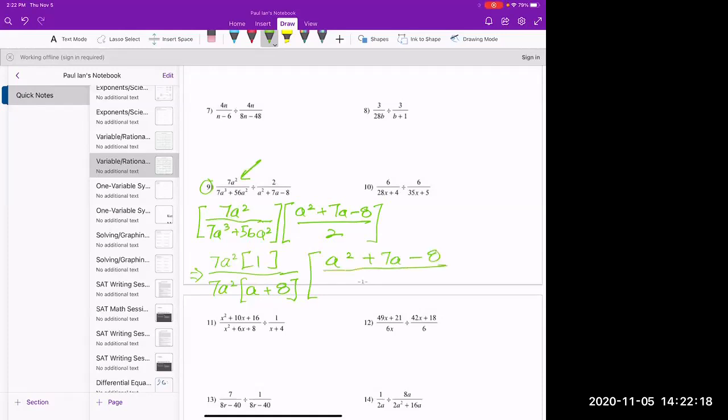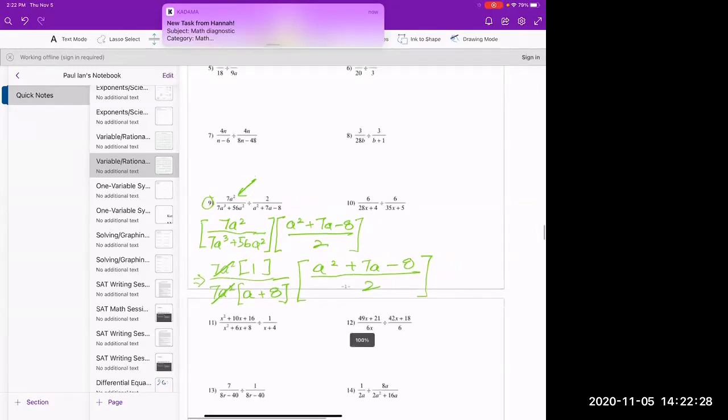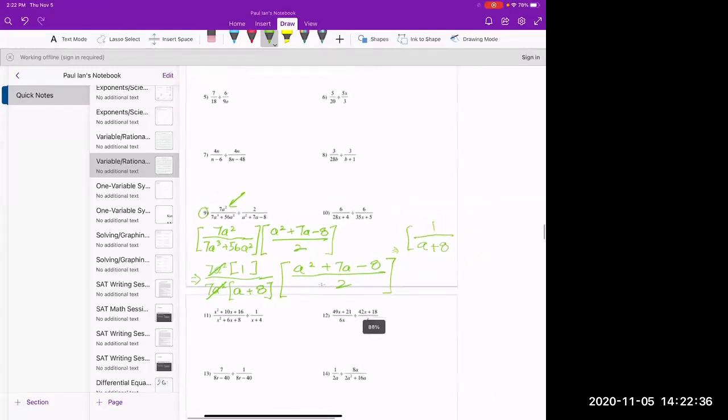Sometimes with this polynomial up top, you can do something with it, but let's do it one step at a time. So you cancel this guy, right? And then you're left with 1 over a plus 8. And let's see what we can do with this top one. I think you can factor something out.